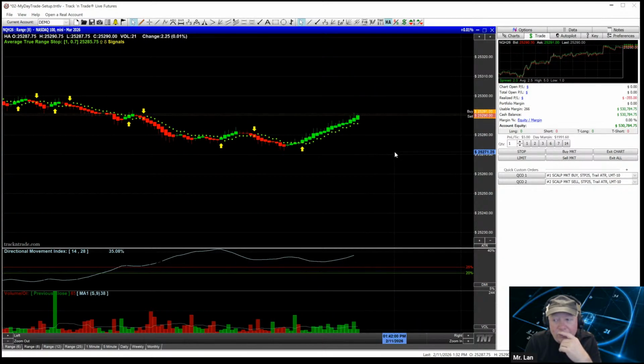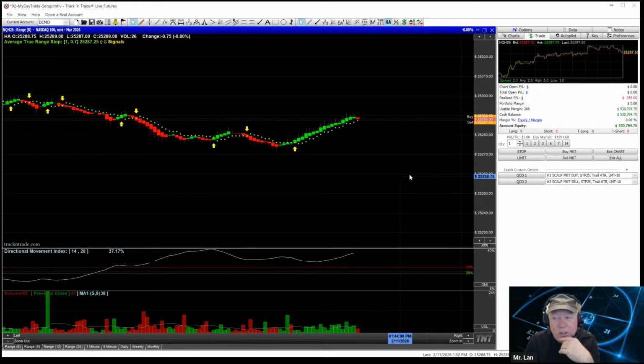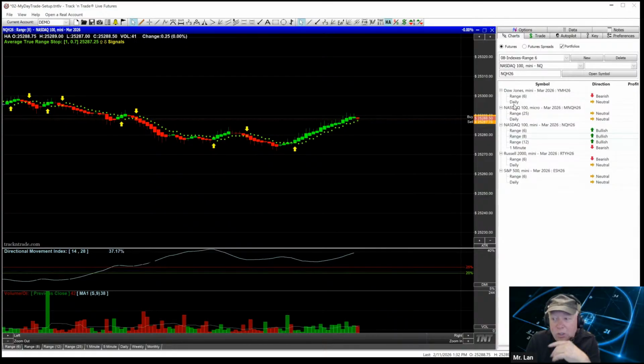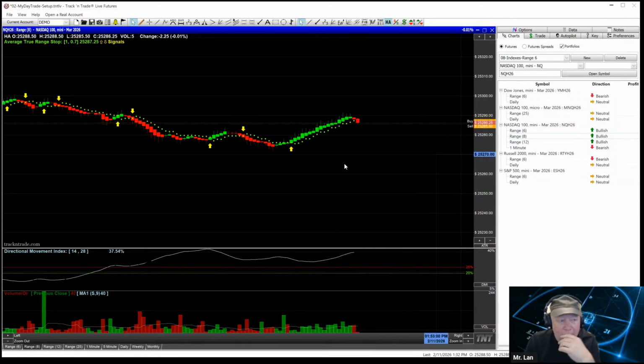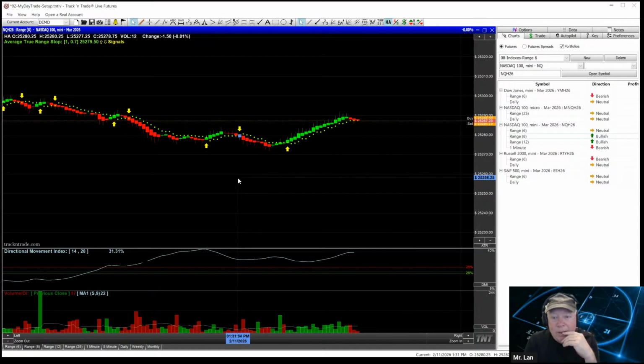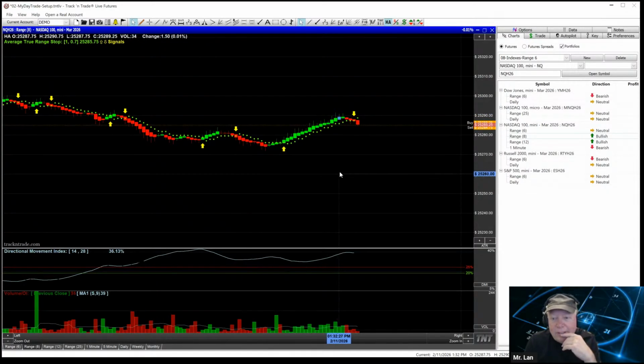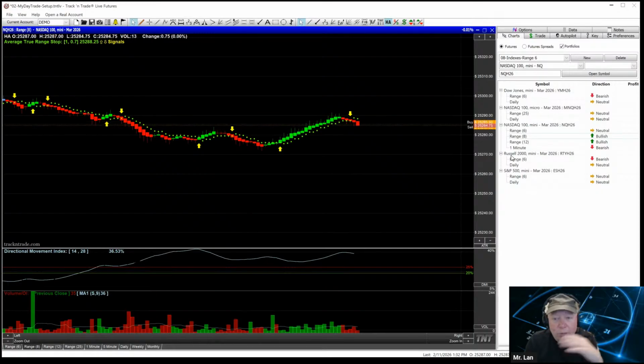Now, if you got a nice fast computer and a nice fast internet, this is real smooth. If you got slow internet and a slow computer, or too many charts open, and I've got a lot of charts open and all this StreamYard stuff going, it makes it a little choppy. But if you got a fast computer and fast internet, and only a few charts open, these are nice and smooth. They don't jump all over the place.